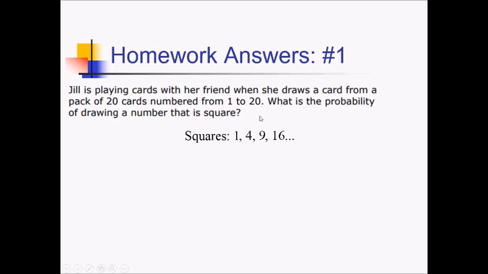So we want the probability of drawing one of these numbers. Now our total possibilities are 20. There's 20 cards. So the probability of a square is something over 20. Now there's 4 of these, so that's 4 over 20, which we can reduce to 1 over 5.